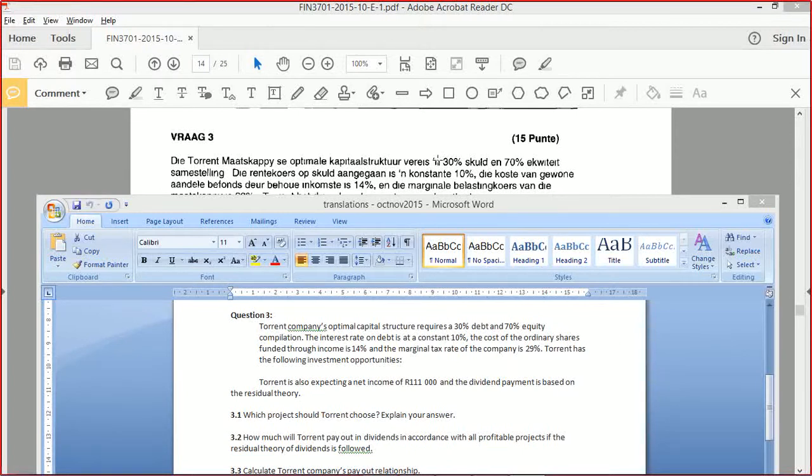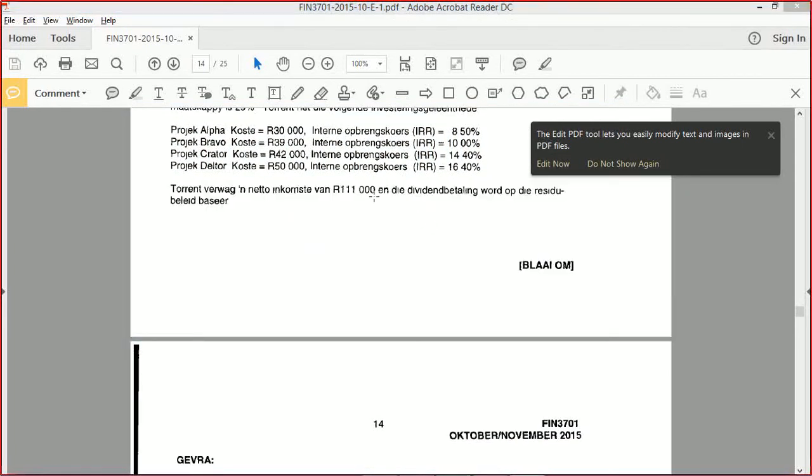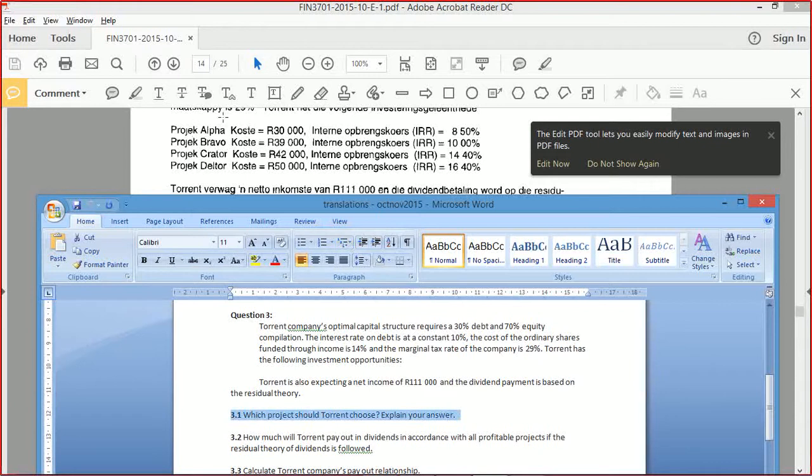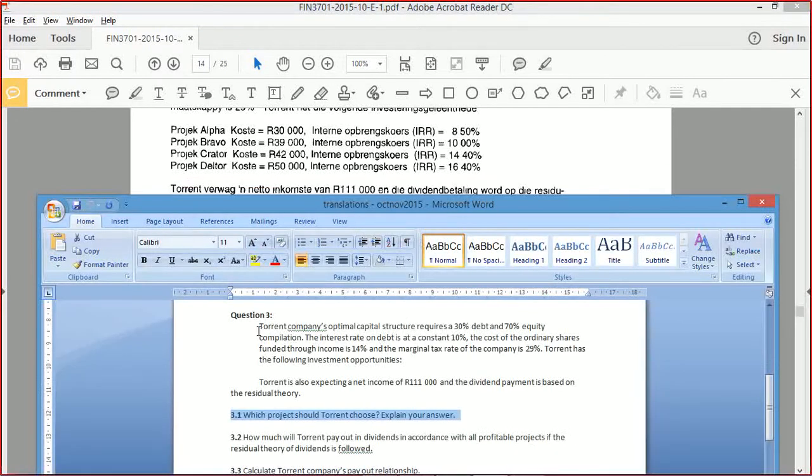Yeah, this is really difficult to work with this thing here, to be honest. Okay, I'm just going to put this up. So you can see the project costs and the information there. I'm going to highlight the stuff that's important: 30% debt, 70% equity, 10% cost of debt, 14% cost of equity, and 29% tax. That's all you really need. Oh, and the retained earnings.